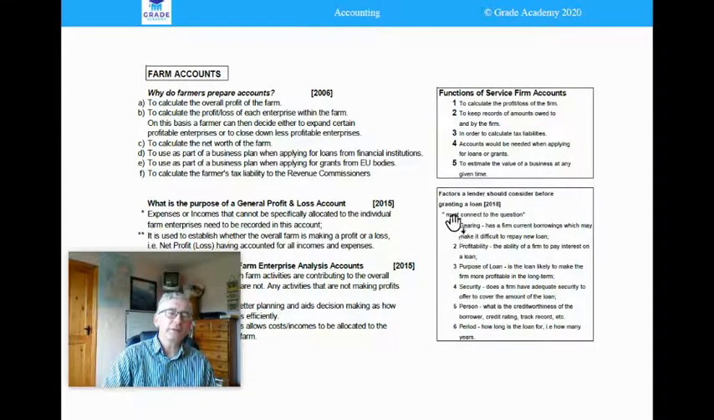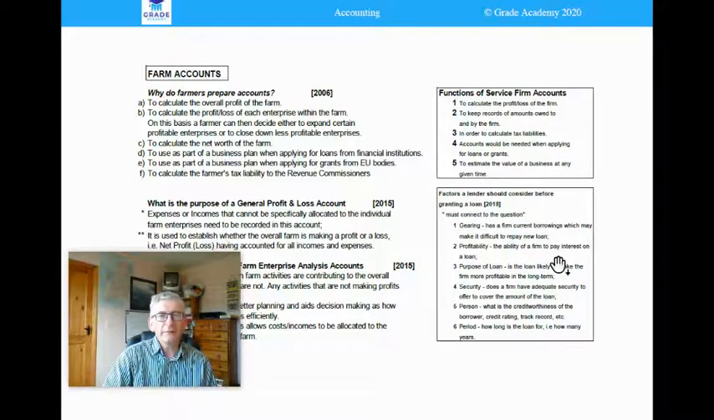And then you have another bit of theory here. What factors a lender should consider before granting a loan? Okay, now one thing here, and this could come up in any question, to be honest, to remember, it must connect to the question. You must relate to the question when answering something like this. Like we'll say, gearing, has a firm current borrowings which may make it difficult to repay the new loan?